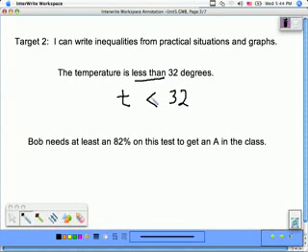Remember in class, if it was pointing to the left, it's less than. If it was pointing to the right, it's greater than.